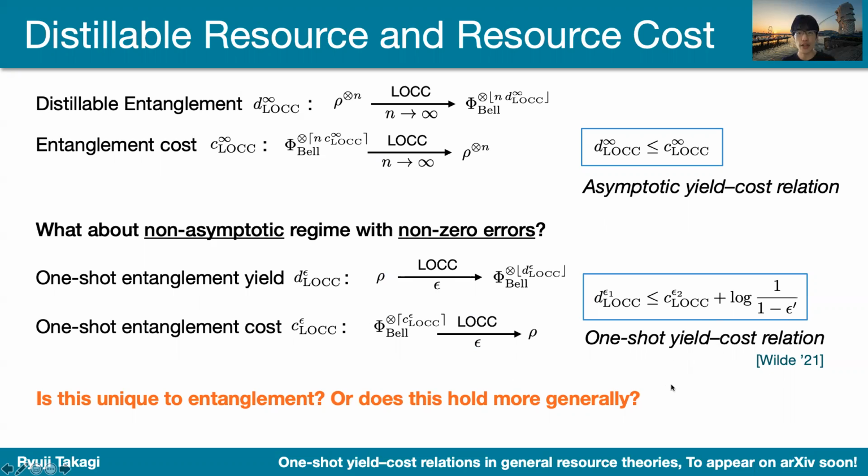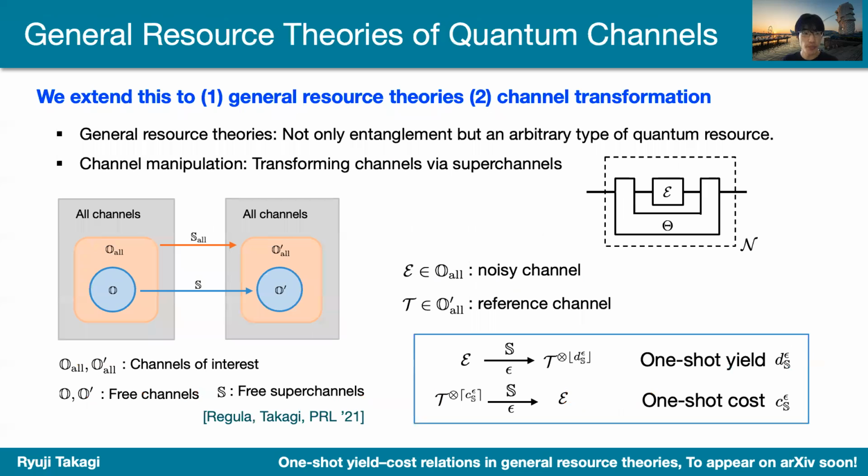But now one can ask, because entanglement is not the only important quantum feature, can we extend this relation more generally? Is this relation unique to entanglement? We answer this question at a very high level of generality, where we extend the yield-cost relation to general resource theories and also channel transformations.